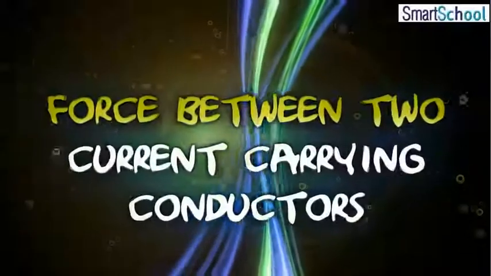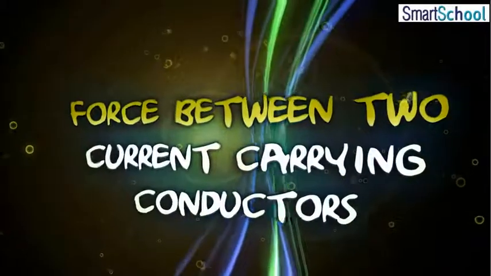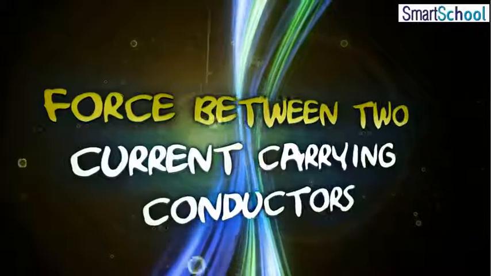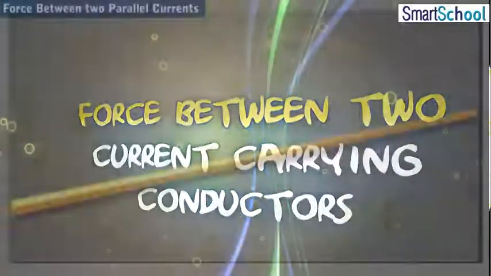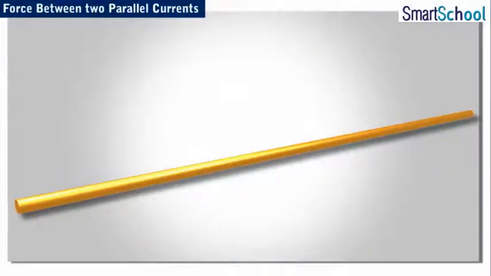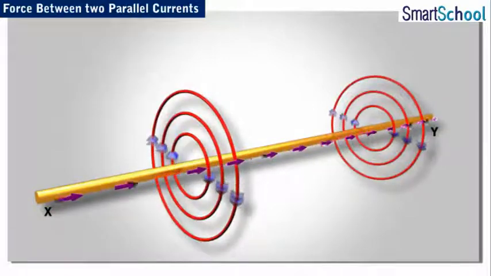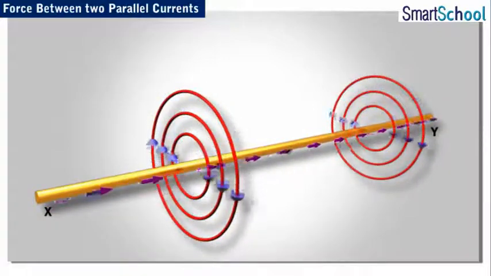In this module, we will be studying about force between two current-carrying conductors. Let us consider a straight current-carrying conductor XY of infinite length. And like any current-carrying conductor, it produces a magnetic field around it.